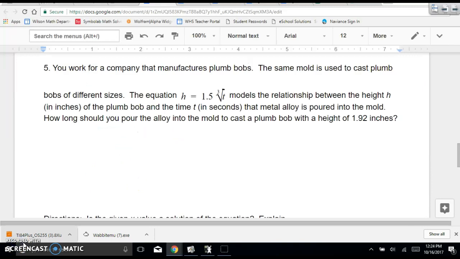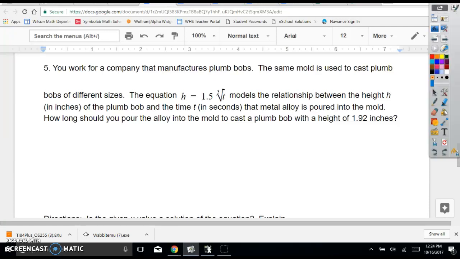Okay, we're writing an equation to do plumb bobs. The equation here is h equals 1.5 cube root of t, the model's the height in inches, and the time in seconds. The mineral alloy is poured into the mold. How long should you pour the alloy into the mold to cast a plumb bob with a height of 1.92 inches? So that's your h.